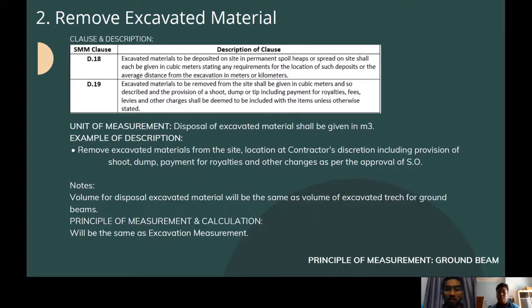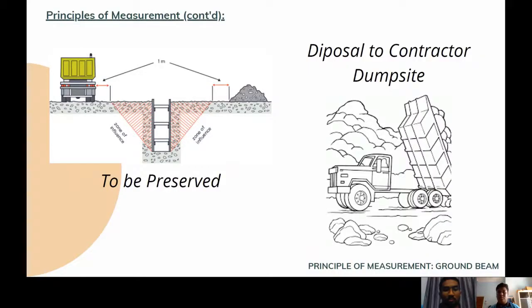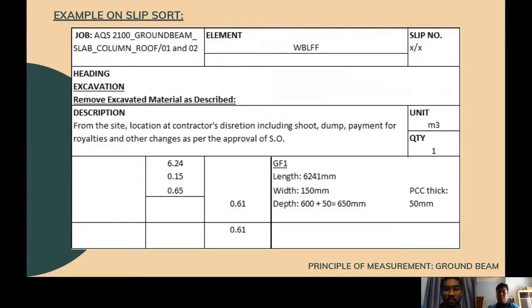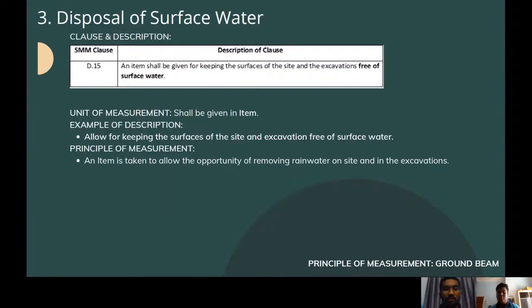What we need to know is that the volume for disposal of excavated material is equal to the volume of excavated trench for ground beam. Next. This is an example overview of disposal of excavated material. Next. As the calculation is the same, we just provide the example on slip sort. The calculation is the same, but the heading and the description are different.